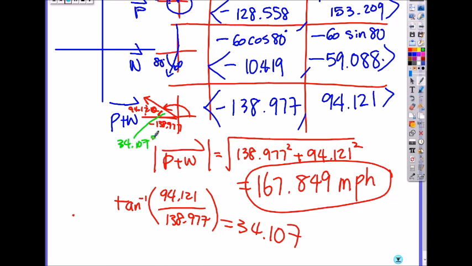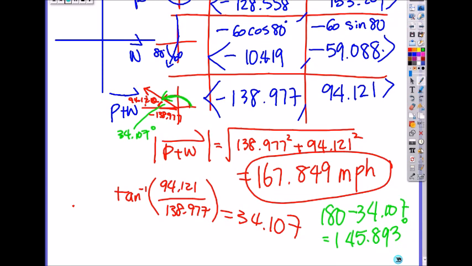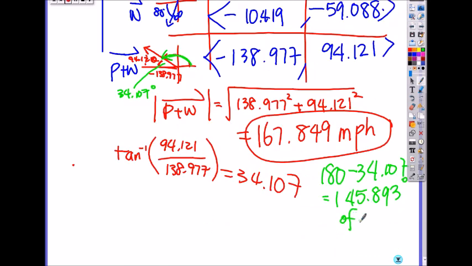For this case, when this is 34.107, would you add 180? Add 90? What would you do? Yeah, you will subtract from 180 to get this. This is the direction from the positive x-axis going counterclockwise. So this time, you will subtract from 180. So you get 145.893 degrees of direction. Not of bearing or heading, it's of direction.